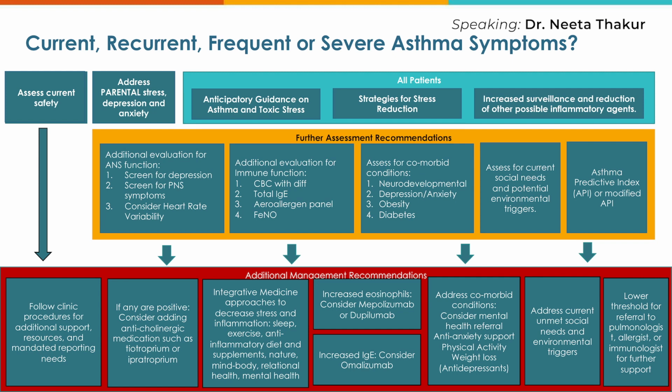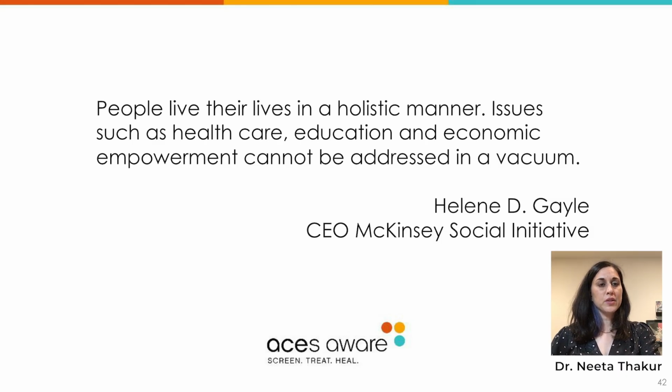If there are signs of increased inflammation, particularly markers of increased eosinophils or increased IgE, suggesting that there is a type 2 inflammation associated with the patient's asthma, and they continue to be uncontrolled, we do recommend considering a referral for subspecialty care to pulmonary or to allergy for further support. And I wanted to end this session with this quote, that people live their lives in holistic manners. So when we're trying to talk about medical issues, it's really important to consider ongoing activities and stressors occurring in the individual's life and incorporate those into your approach for their care.